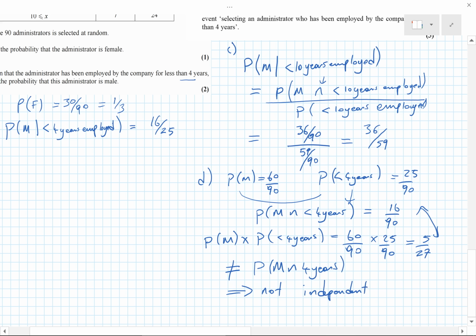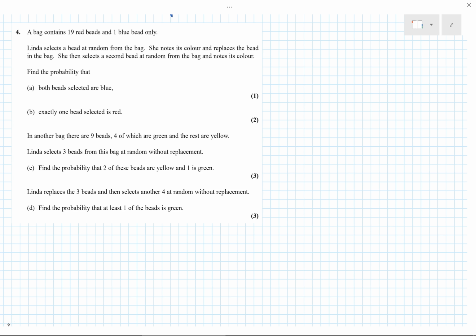Okay, been doing 30 minutes, let's do one more, and I think the others will have to wait till another day. So let's look at the next question. Okay, so it's a probability question. You might be tempted to do tree diagrams here, but I'm going to try and do it without, because we should be able to.